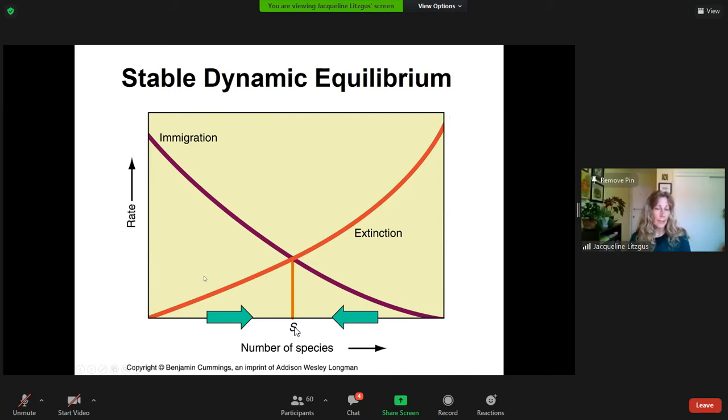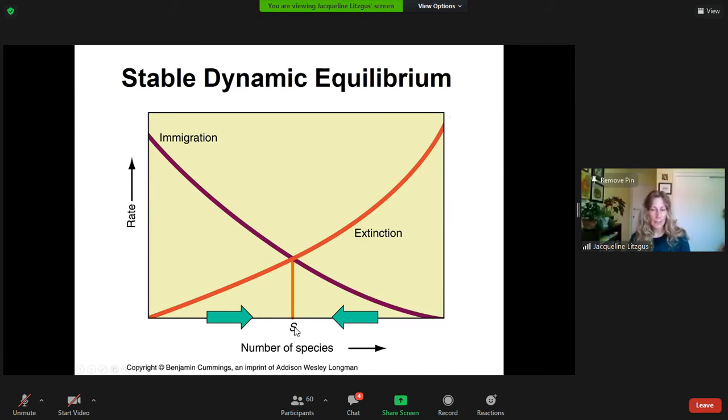On the other hand, if you're down here at a low number of species, the immigration rate line is higher than the extinction rate line, higher immigration. That's going to send the system upwards back towards this higher number of species, right? So it's an equilibrium because when the number of species is perturbed off of that equilibrium value, off of that stable value, the equilibrium dynamics send it back, right?